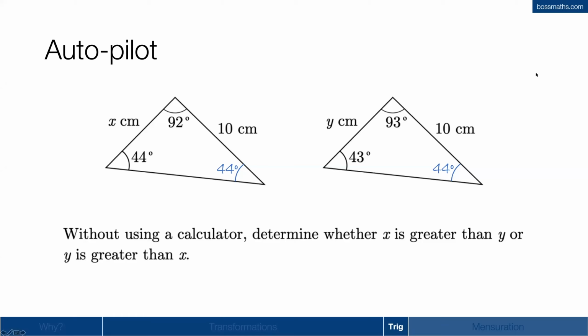Okay, so we're into the last section. We're going to be talking about perimeter, area, and volume. Sorry, I didn't really finish on this, did I? The point is, yeah, sorry.